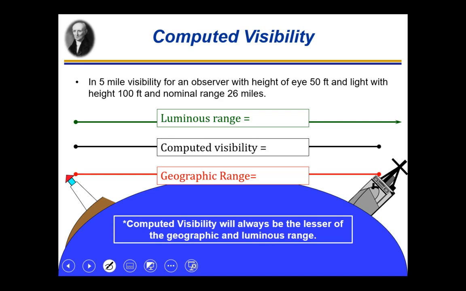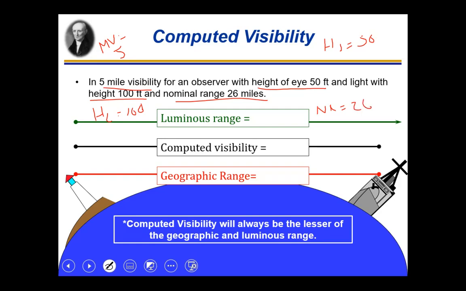So again, meteorological visibility in this case is going to be equal to 5 instead of 10. The height of eye, 50 feet, right? So the height of the observer, again, still the same, 50 feet. Height of the light is 100. So that light hasn't changed, same light. And the nominal range is 26.